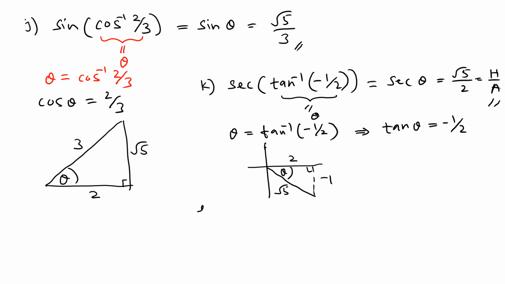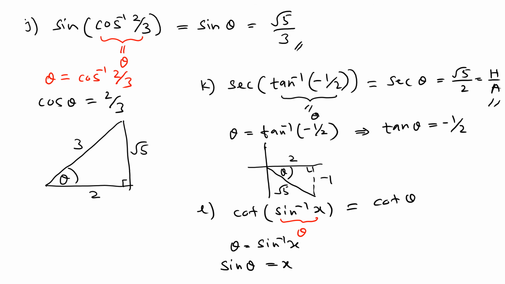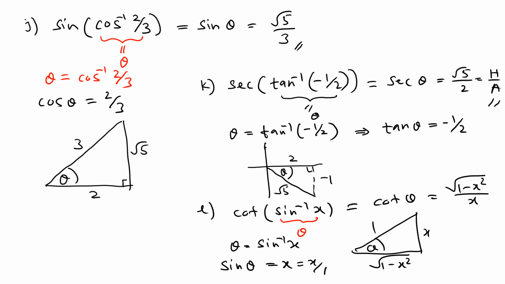For the last problem, we try to do cotangent sine inverse x. We do the same thing and assume this is theta. So we draw the triangle. Theta equals sine inverse x, so sine theta equals x, which is x over 1. We can draw the triangle and get the value. This side is x over 1, and this side is the square root of 1 minus x squared. So that means cotangent is the square root of 1 minus x squared over x. That is the answer for the last problem.